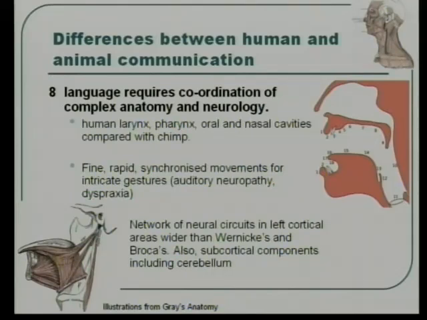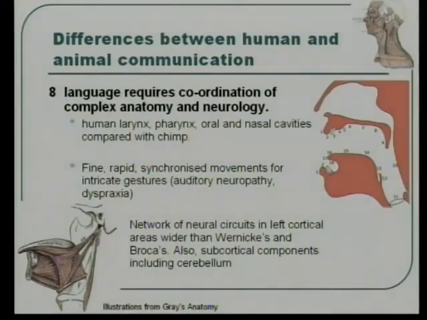And these are very precise, and we repeat them very precisely and very accurately. So we have more muscles than animals. Although chimps could probably make a lot of the sounds that we make, it would appear that neurologically they are unable to make the same distinctions because our neural system is much more complicated. There's a lot more myelination that provides for fine and rapid synchronized movements.